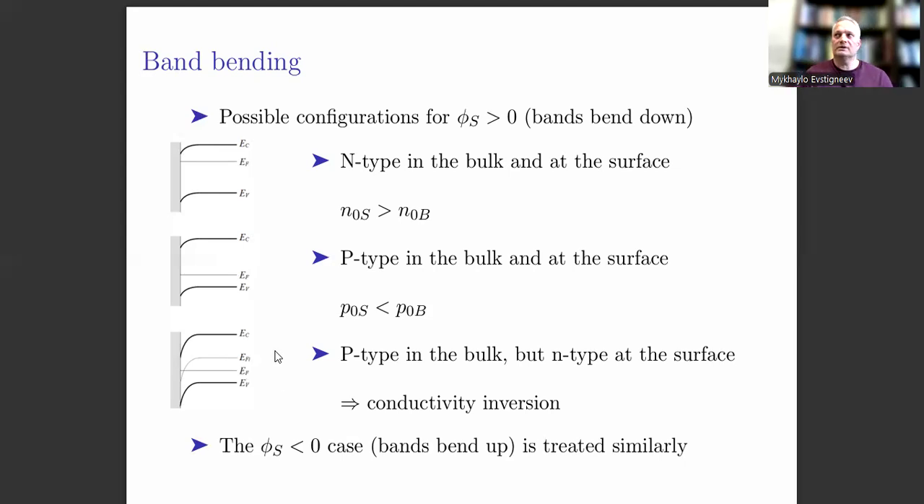This principle of conductivity inversion is used in metal oxide semiconductor field effect transistors, which we will be discussing in the third part of this course. The case when the surface potential is negative is treated in exact same manner, and I suggest that you draw these energy band diagrams for n- and p-type semiconductors with negative value of the surface potential, which means that the energy bands are bent up near the surface.